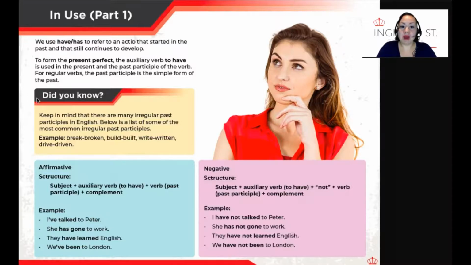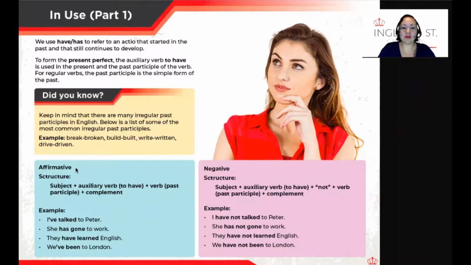Did you know? Keep in mind that there are many irregular past participles in English. Below is a list of just some of the common irregular past participles. Break, broken. Well, it will be break, broke, broken. Build, built. Because the second is the simple past. Write is the present and the past participle is written. Drive is the present and driven is the past participle of drive.